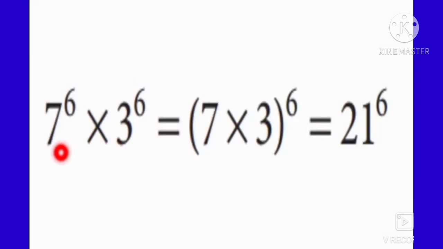For example, 7 to the power of 6 into 3 to the power of 6 gives? So here the bases are different and the exponential numbers have the same exponent 6. So multiply the bases and raise to the common exponent 6. So 7 into 3 is 21 to the power of the common exponent, which is 6. So 21 to the power of 6.